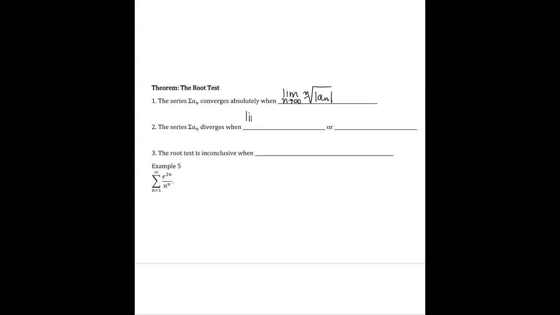And depending on the value of this limit, we may or may not be able to determine whether the series converges or diverges. So first, I'm just writing this limit repeatedly. This is the nth root of the absolute value of a sub n. And we're going to then take a look and see, well, what happens depending on the value that we get for this limit.